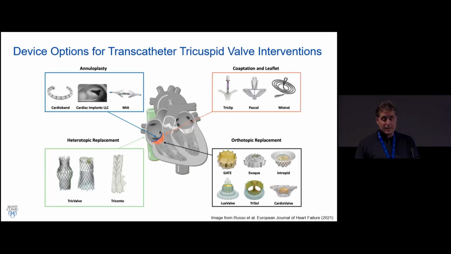It would make sense that you can have annuloplasty rings, you can have transcatheter edge-to-edge repair, as Rekha was just saying, with the TriClip or the Pascal device, which is basically a clip with a little spacer device in it. You can have heterotopic valve replacements. You're not really dealing with the TR, but you're putting a valve in the SVC and the IVC to address the back pressure issue. And very exciting is orthotopic replacement with valves themselves, like the Intrepid valve or the Evoke valve and so forth.